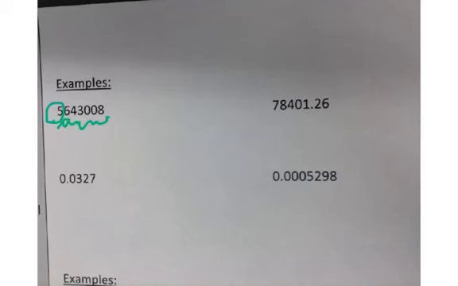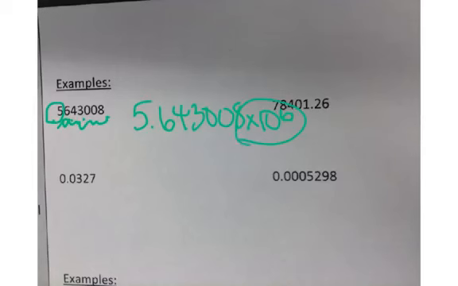So my final number would be 5.643008 times 10 to the, and I moved it over 1, 2, 3, 4, 5, 6. So that would be to the positive 6th, which is basically saying times 10 to the 6th is the same thing as 1 million. So I'm saying 5.643008 times 1 million. It is saying the exact same thing.